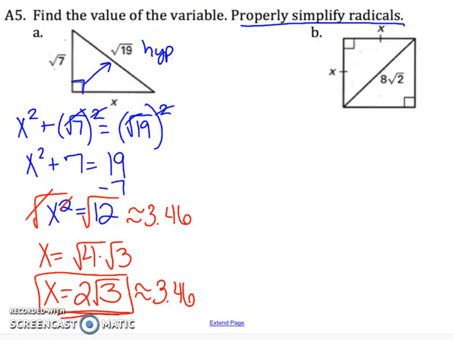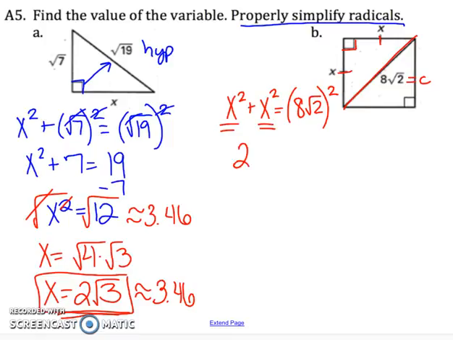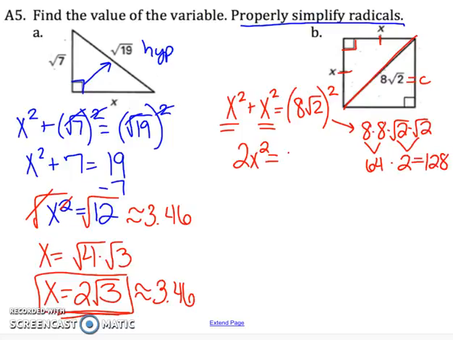For part B, I can see that I have a right triangle again, and I can see that it's also an isosceles right triangle, and I have my hypotenuse as 8 square root 2. So when I set up my equation, I'll have a squared plus b squared, so that's x squared plus x squared equals 8 square root 2 squared. Well, x squared plus x squared, that's 2x squared. And 8 square root 2 squared, well, that's just the same thing as 8 times 8 times square root 2 times square root 2. That gives me 64. Square root 2 times square root 2 is 2, which gives me a total of 128.